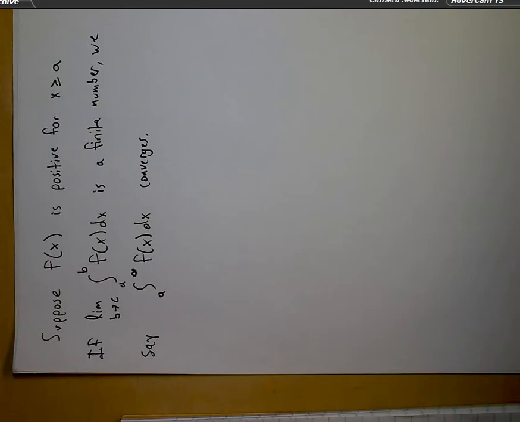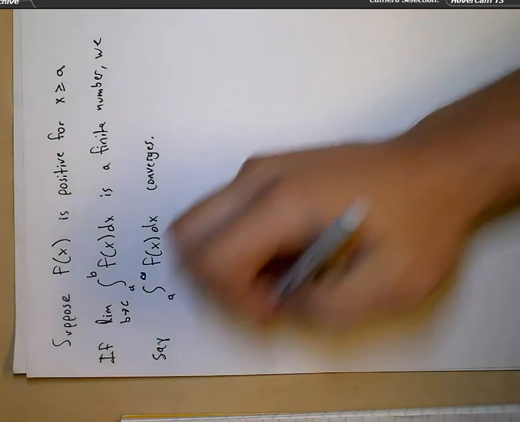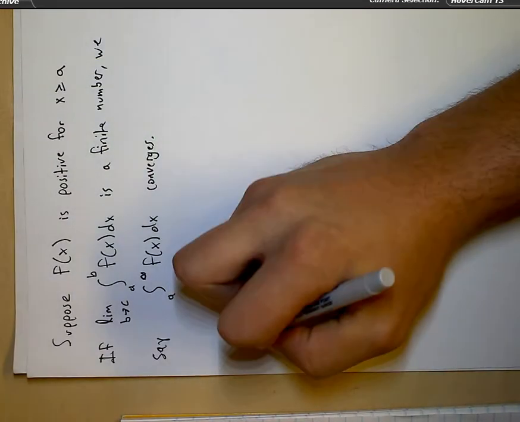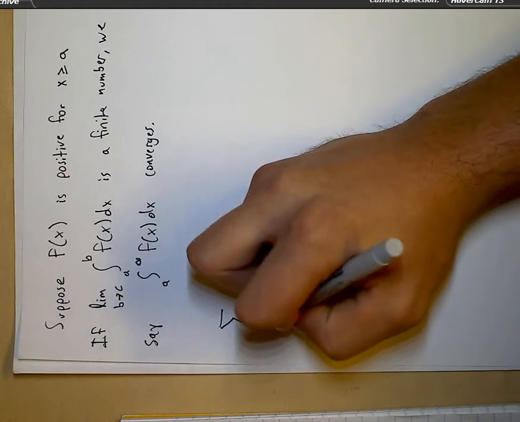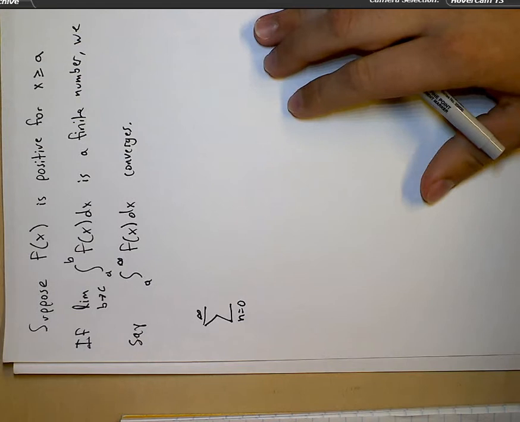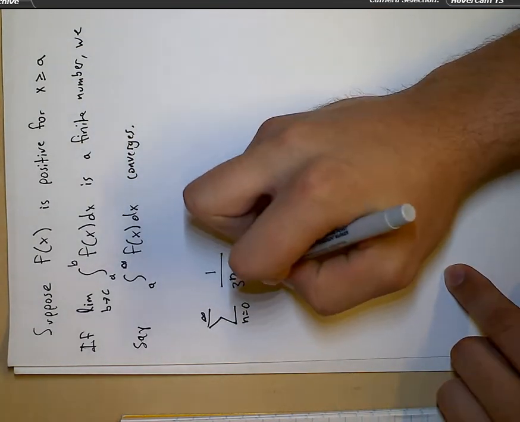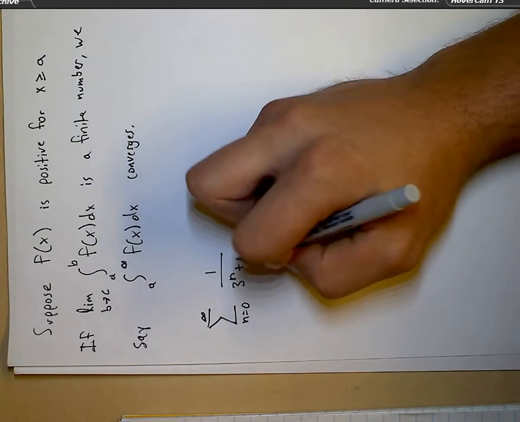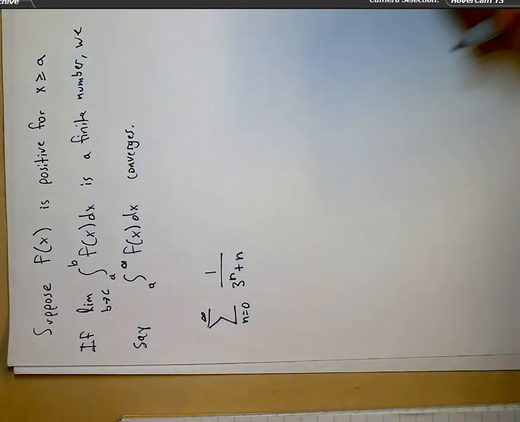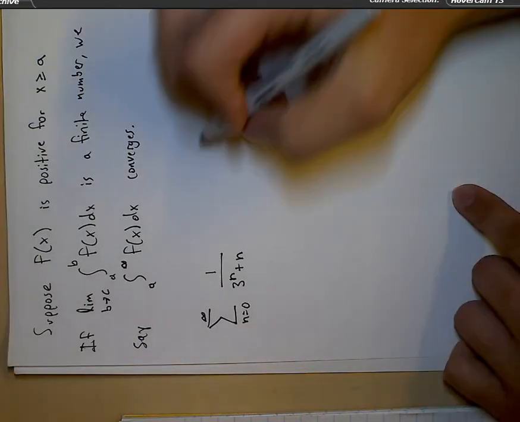So the first test we're going to cover today is the comparison test. So just for an example, say we have the series from n equals 0 to infinity of 1 over 3 to the n plus n. Okay, so first it's important to note that all the terms in this series are going to be positive. And let's just call this series a sub n.